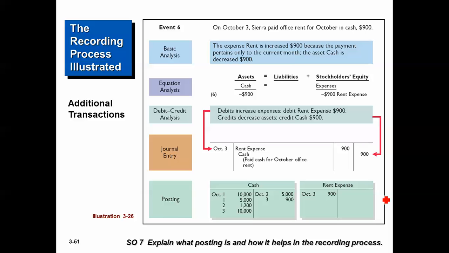Another transaction, we paid office rent. Well, cash goes down 900 and the shareholders' equity goes down because expenses, when they go up, decrease your shareholders' equity. So the debit is always first. Debit rent expense. Anytime there's an expense, it's always debit, 900. Credit cash. Now, to post that, I go right here, credit cash. And the debit simply to rent expense. So I do whatever I write in the journal. I make sure the journal has equal debits, equal credits. My transaction is correct. I post to the ledger.